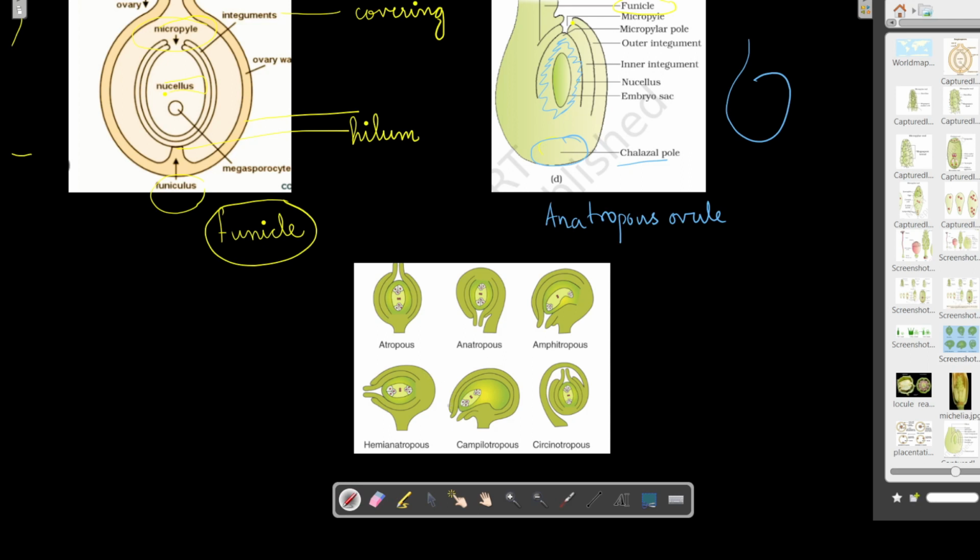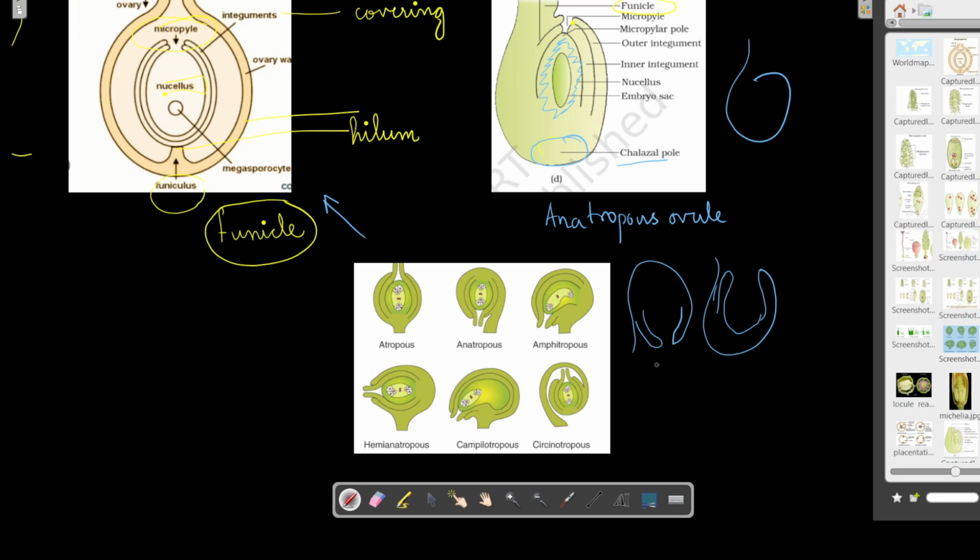Now you can see the other types of ovule. This is the atropous ovule, a straight one. And this is the anatropous ovule, what we learned here. Also, don't get confused: the anatropous ovule is shown like this in our textbook, but in your question paper you may get it like this also. The anatropous ovule can be drawn like this too. Here the integuments and the micropyle come at this end.